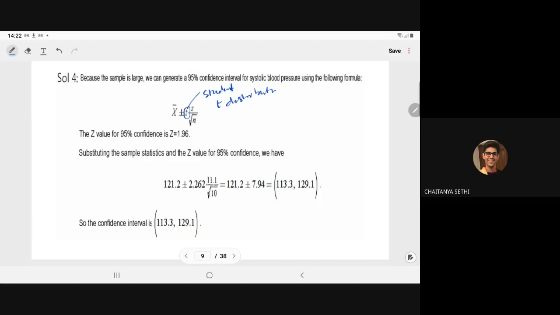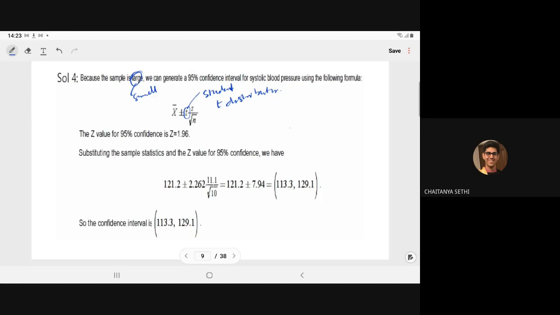Student t distribution, because the sample is large, we can generate a 95% confidence interval for the systolic blood pressure using the following formula. Not large, it should be the small ones. So x bar plus minus the value is t alpha by 2 only.